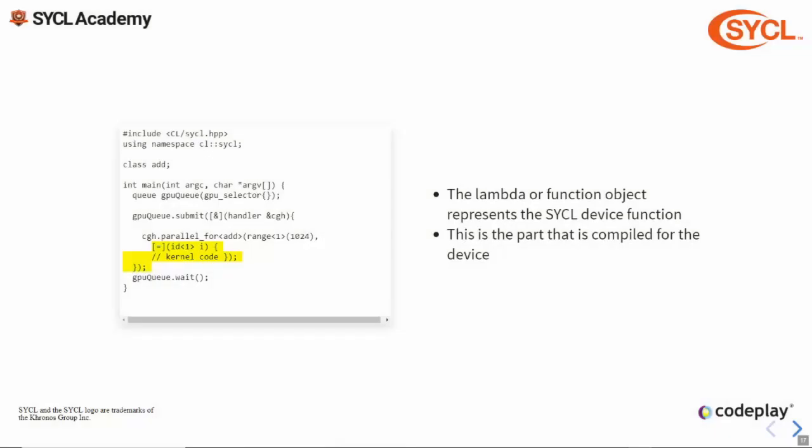The callable represents the kernel function itself, and this is the part which is compiled by the device compiler for the SYCL device that you're targeting. This can be either a lambda expression or a function object with a suitable function call operator. You may also notice that the parallel for function takes a template parameter. This is used to name the kernel function. This is important for pairing the kernel function across different host and device compilers.